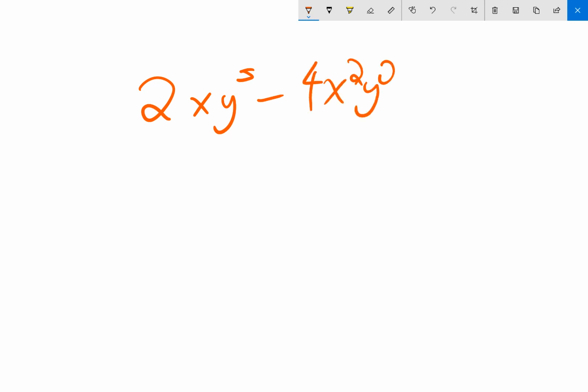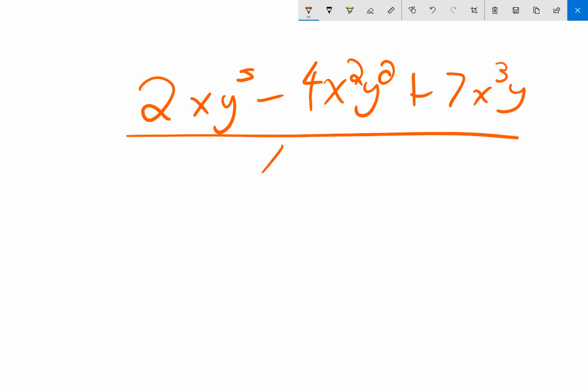Let's talk about something like number 5. Number 5, let me make another problem. Let's say I have 2x y to the 5th minus 4x squared y squared. I'm going to make it slightly different than the one you have. And then plus 7, we'll say x to the third y. Okay, all divided by xy.